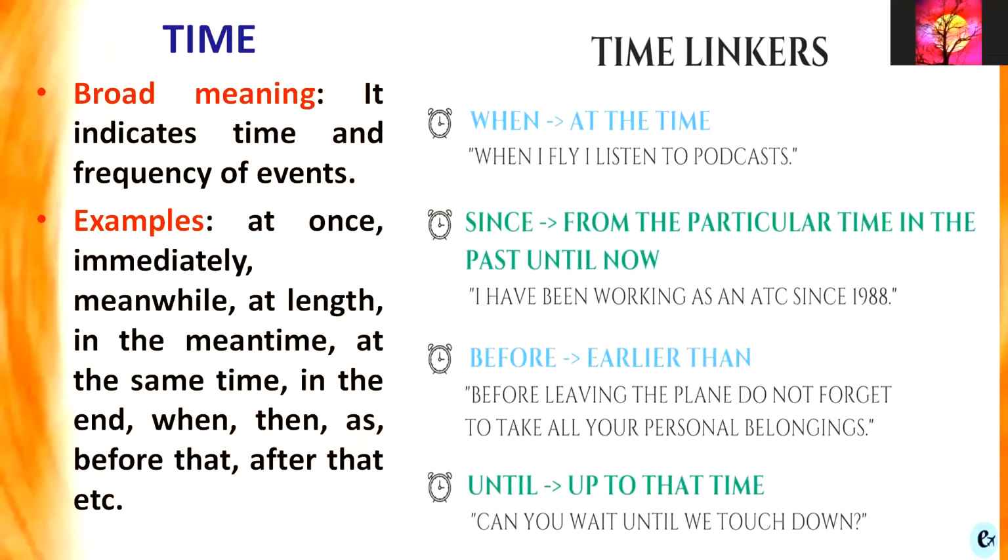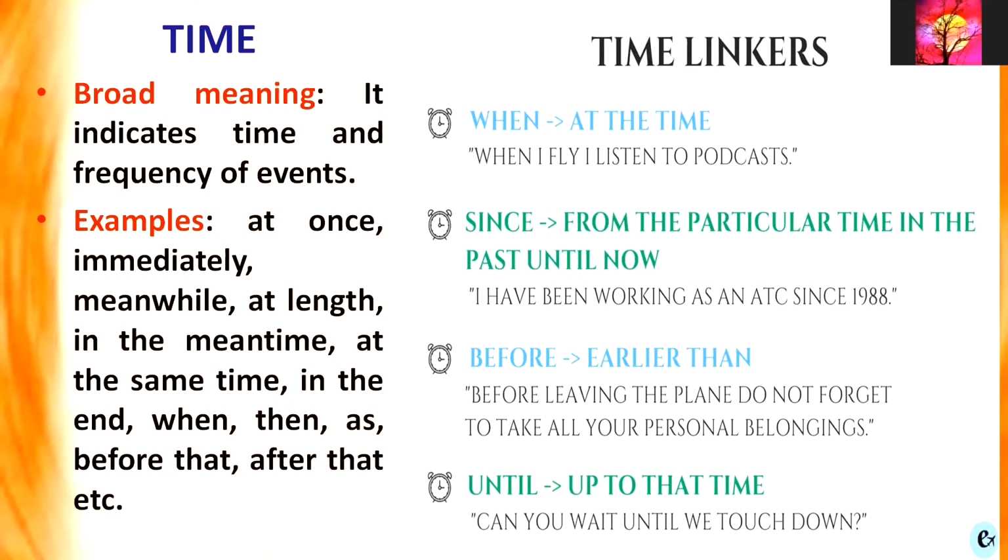We'll next try to find out which are the linking words which can be used to show the context of time. Now, when we want to use linking words to show time, it will usually indicate the time when it is taking place or the frequency of the events taking place. Some of the commonly used linking words to do this are at once, immediately, meanwhile, at length, in the meantime, at the same time, in the end, when, then, as, before that, after that, etc.